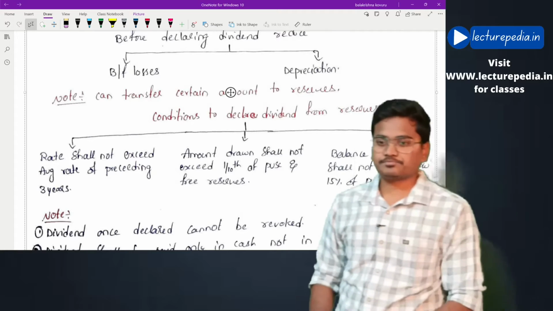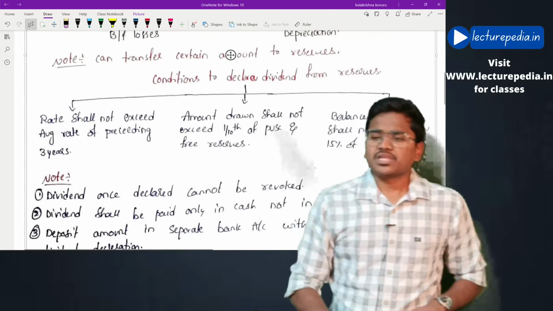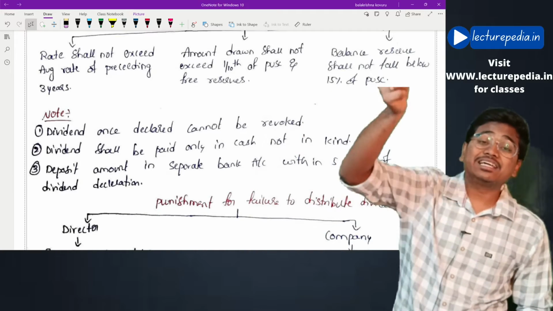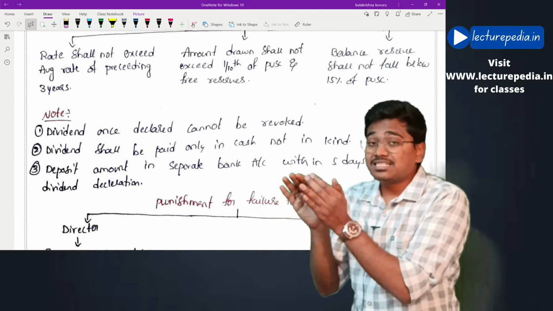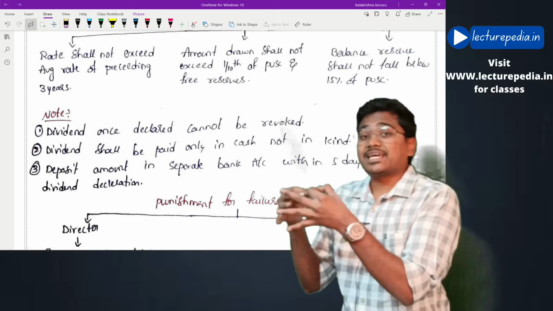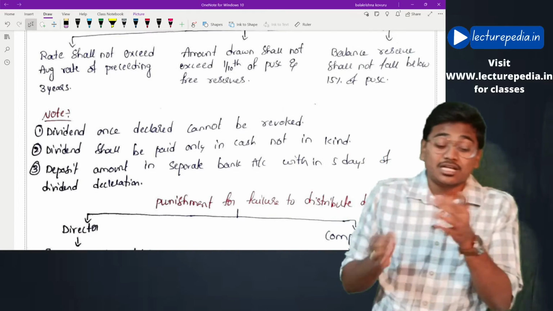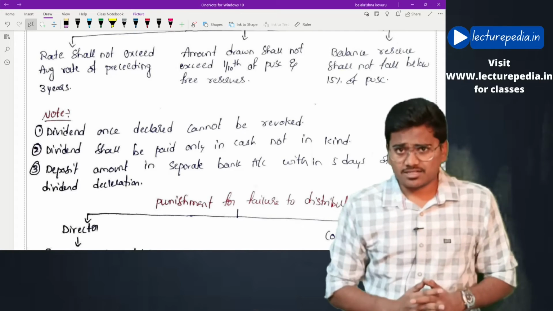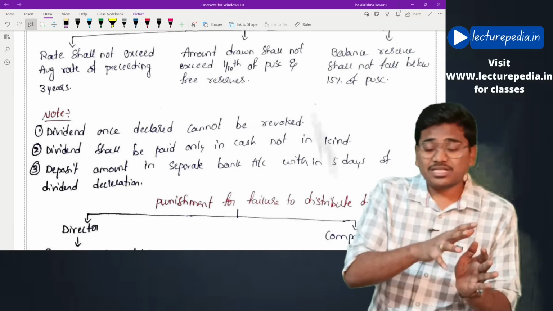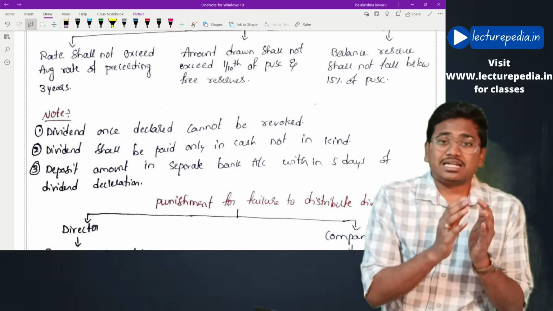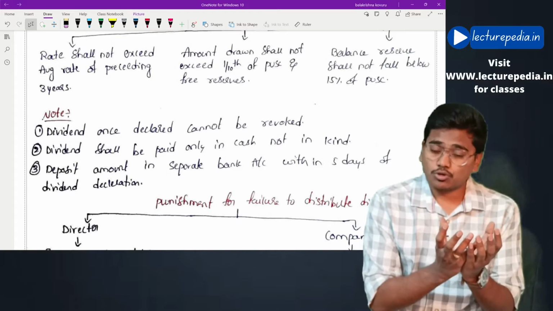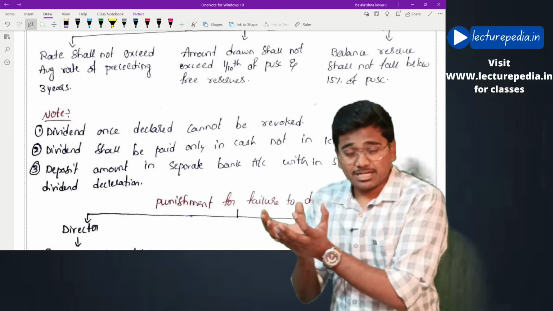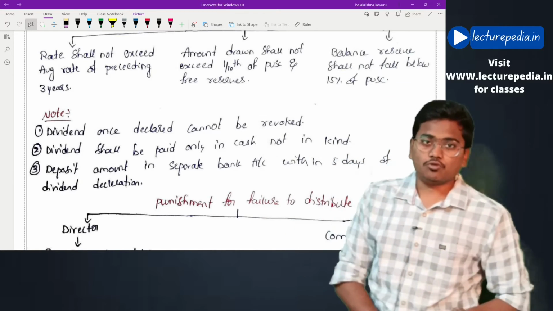Hope this is clear. Next, dividend once declared cannot be revoked. See here the term used is declared, that means once shareholders declare the dividend in the general meeting, it cannot be revoked, it cannot be cancelled. But once the board of directors recommended the dividend in the board meeting, it can be cancelled. Recommendation doesn't mean that it has been declared. The dividend recommended by the board of directors can be revoked, but a dividend declared by the shareholders in the general meeting cannot be revoked.